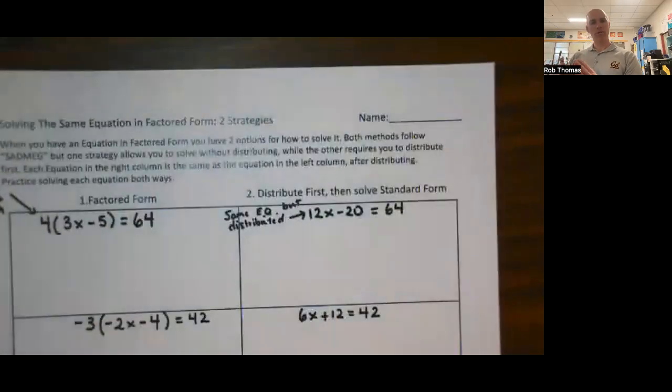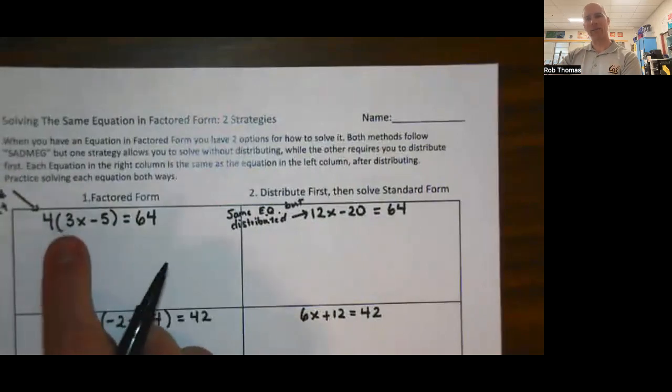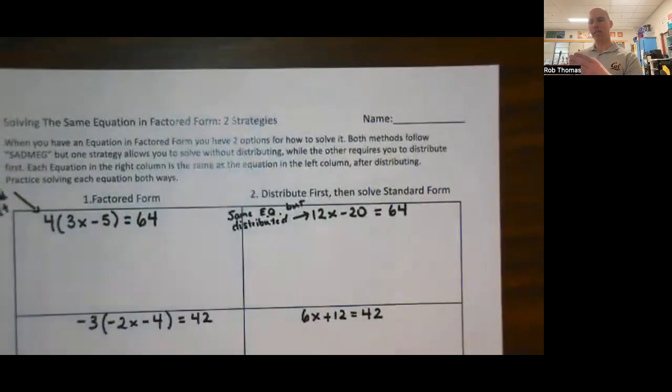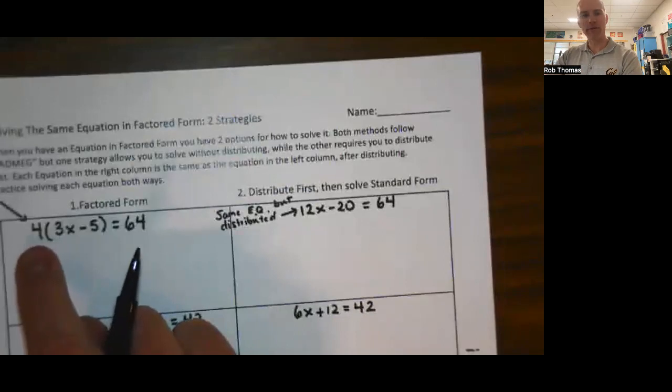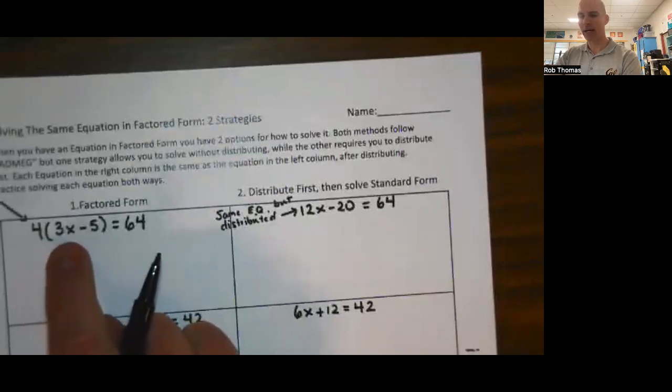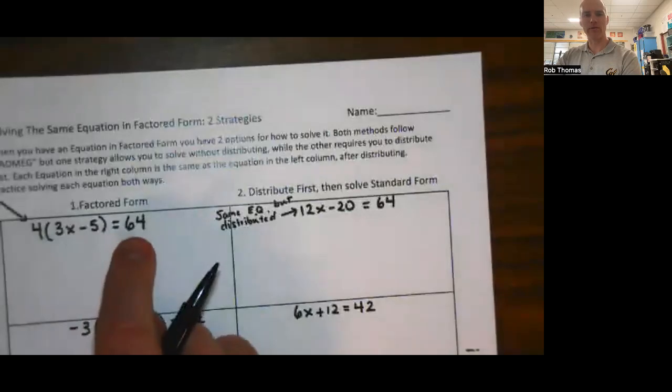This is more two-step equations, but this time we've got the equations written in factored form. And I want you to see the difference in the two strategies you could use to solve equations when they're in factored form. So this says 4 times 3x minus 5 equals 64.